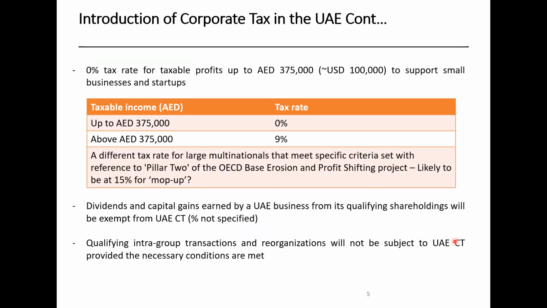Income would continue to be exempt where it is up to a sum of AED 3,75,000. That roughly translates to about $100,000. Over and above that, income would be taxed at 9%. I did briefly talk about the mop-up tax already. Dividends and capital gains earned by businesses would not be subject to this corporate income tax. Certain intra-group reorganizations and transactions would also be exempt, but those are subject to rules which are yet to be published.